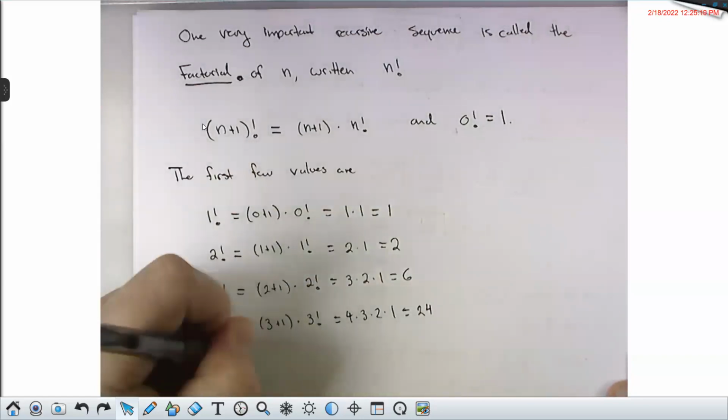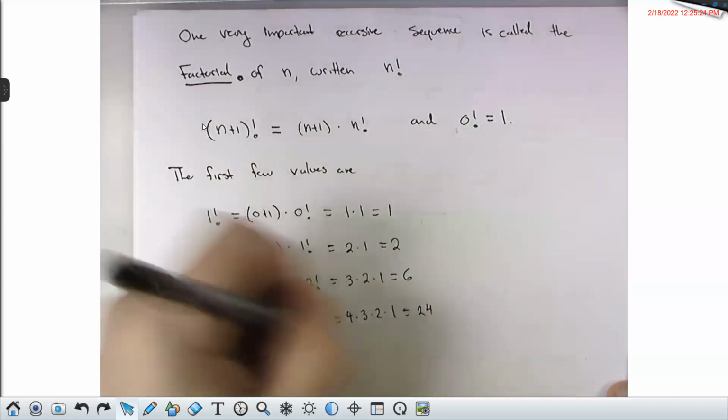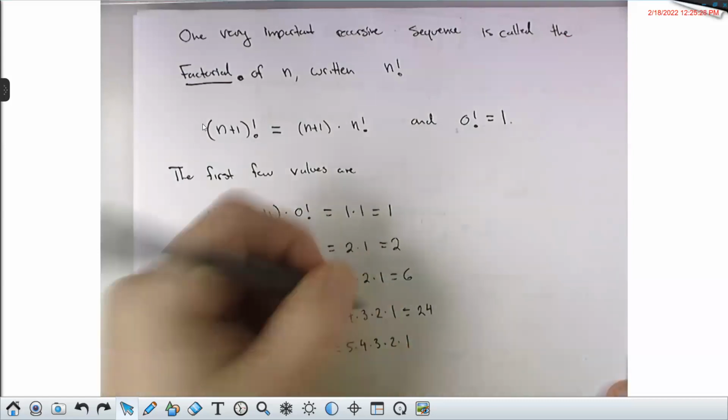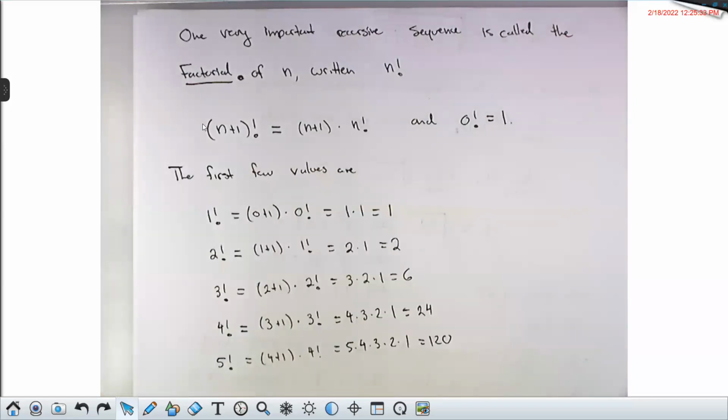5 factorial is 4 plus 1 times 4 factorial, which is 5 times 4 times 3 times 2 times 1, which is 120. I'll stop here for now.